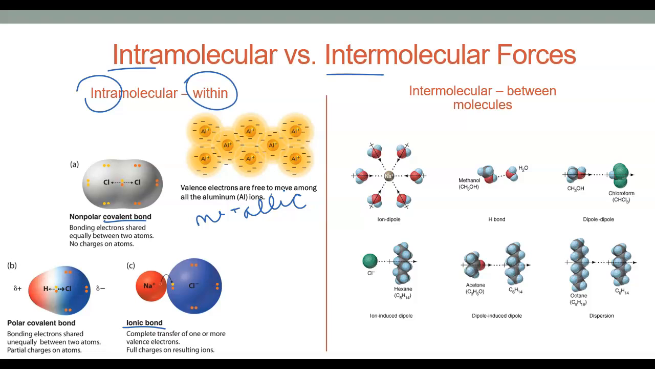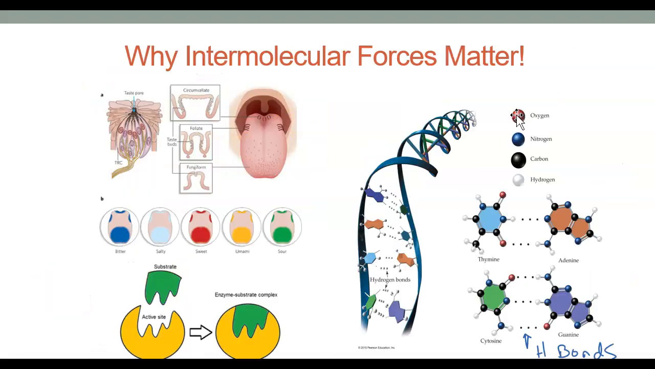This is in comparison to our intermolecular forces that occur between molecules. And so we have interactions between polar and polar molecules, polar and nonpolar, or nonpolar and nonpolar. And so we look at things like hydrogen bonds, London dispersion forces, dipole-dipole interactions. The reason why this matters is because whenever we look at how different materials interact, we're looking at things like enzymes and substrates. So why does the substrate bind to the active site? There's going to be intermolecular forces that help to hold it there.